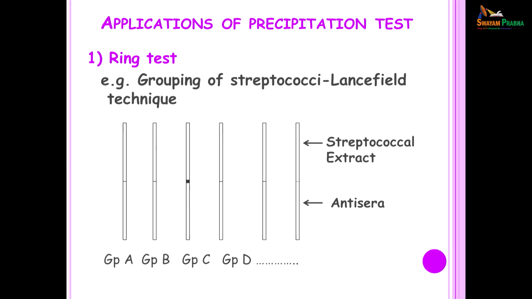Then we put it in group A antisera and allow that to be sucked in. Similarly, the next tubes you do in group B, C, D accordingly, and then after that you leave it standing for some time, and within half an hour or so you would be able to see a line of precipitate. This is what we do when we are doing the ring test for streptococci Lancefield classification.